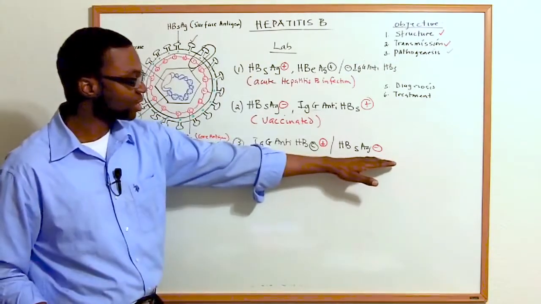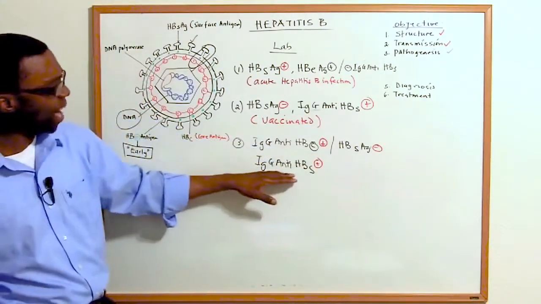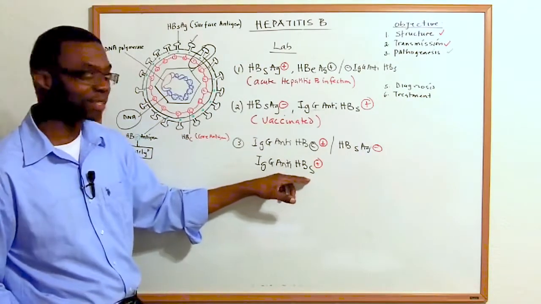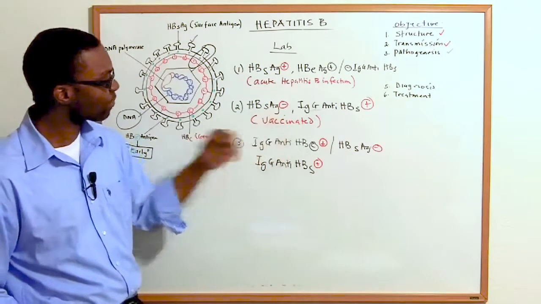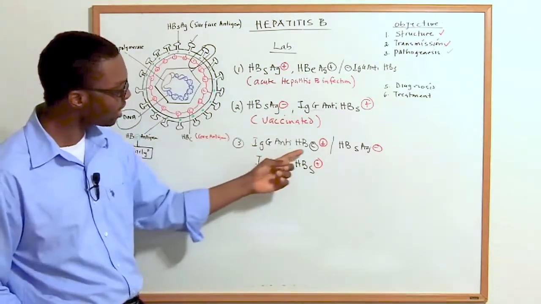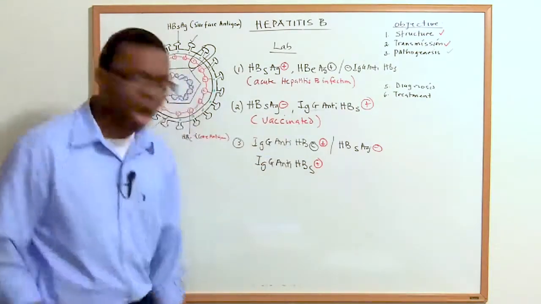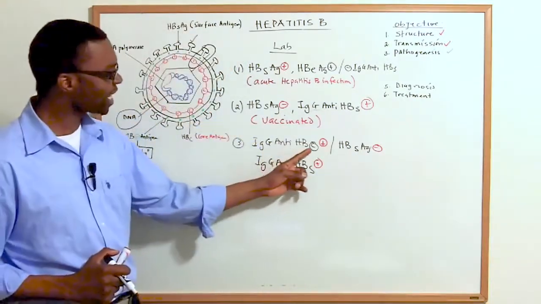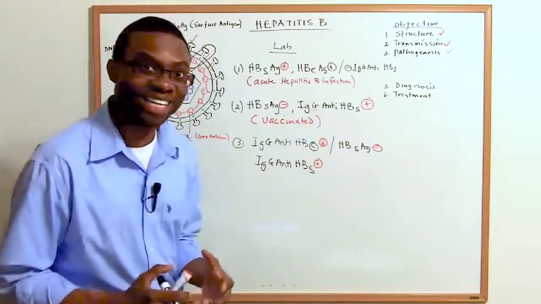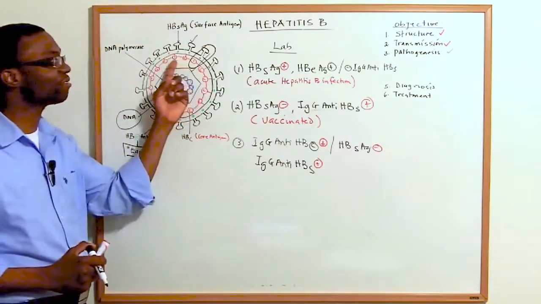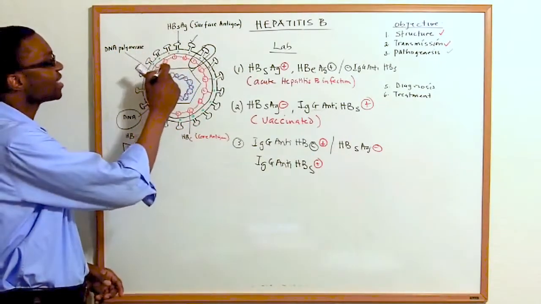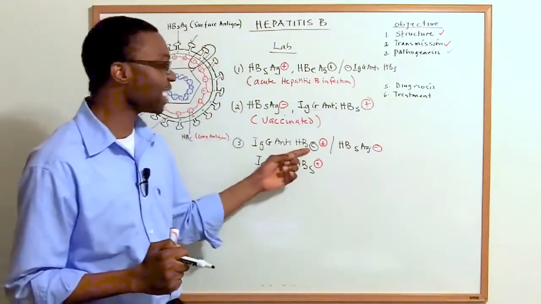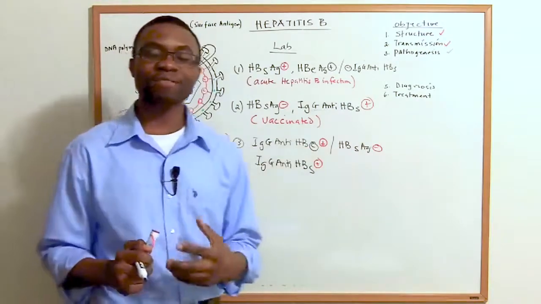Let's see. They have a negative antigen. They also have a positive antibody against the surface antigen. Almost looks like the guy that was vaccinated, but something is interesting. Where did the core come from? Wait a minute. The only way you can get the core of the virus in your body is by getting the infection. See that? The core is inside the virus. So you can only make an antibody against the core if you got infected.